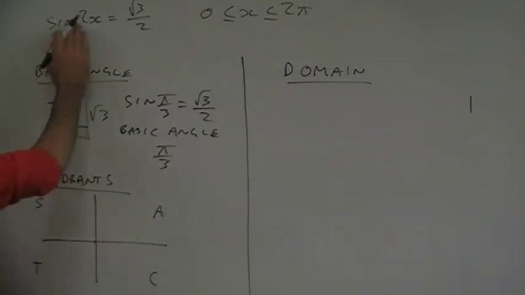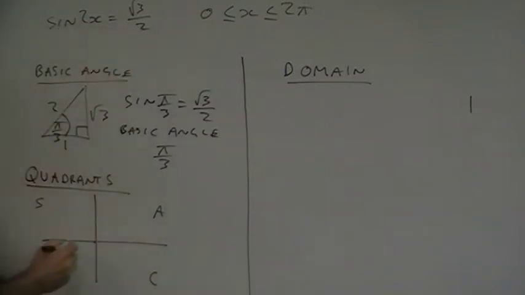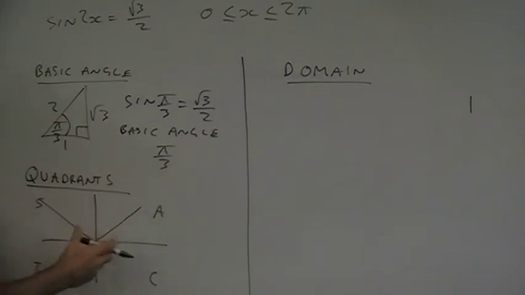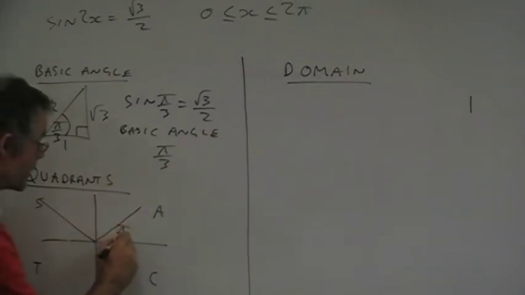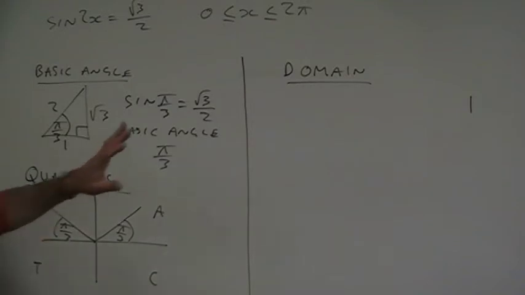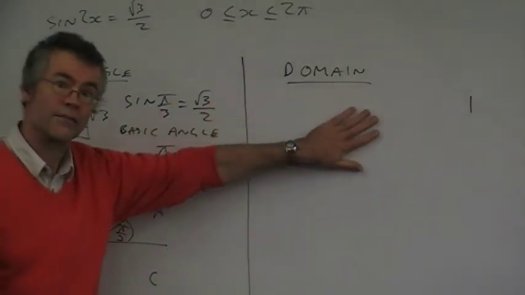Now I have to go to which quadrant my solutions will be in. Well, I've got sine and it's positive. Sines are positive here and here, so I know I'm in those two quadrants. And I mark in my basic angle from there to the horizontal line, or to the x-axis. So that angle there is pi on 3, and that angle there is pi on 3. And now I have to look for my solutions in the domain.